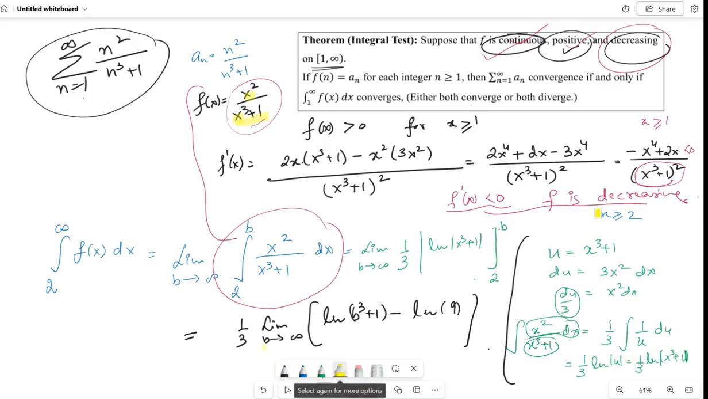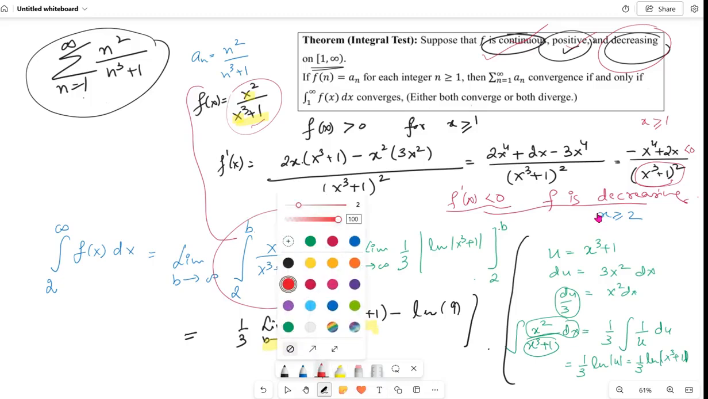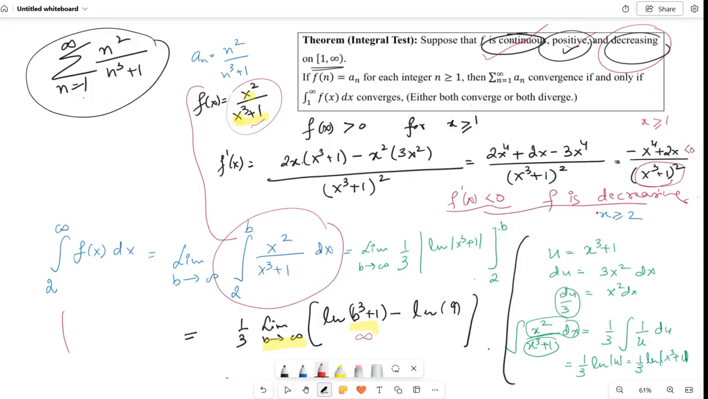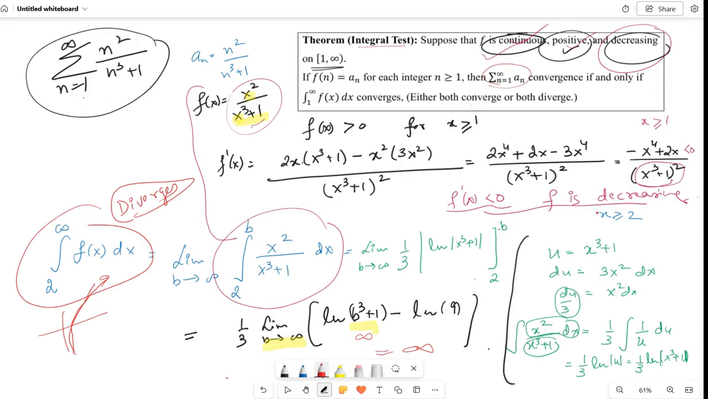Now notice when b is approaching infinity, b cubed plus 1 will approach infinity. Log of infinity is infinity because you remember the log graph goes like that, right? So it goes to infinity as x approaches infinity. So therefore this whole thing is infinity. If this whole thing is infinity, we can say this integral diverges. If this diverges, our integral test says the series also diverges.